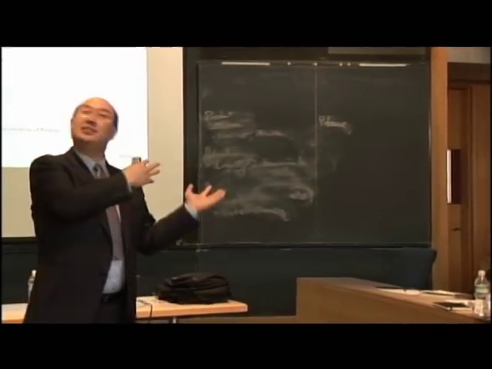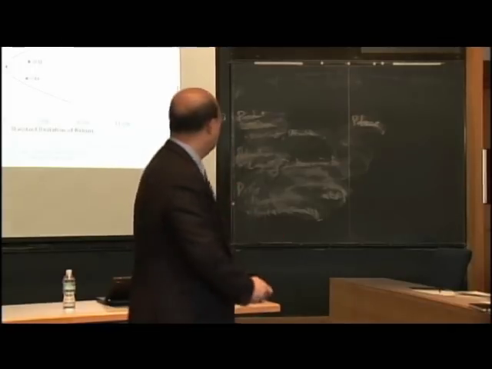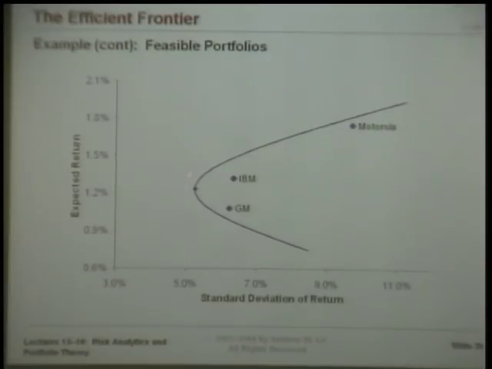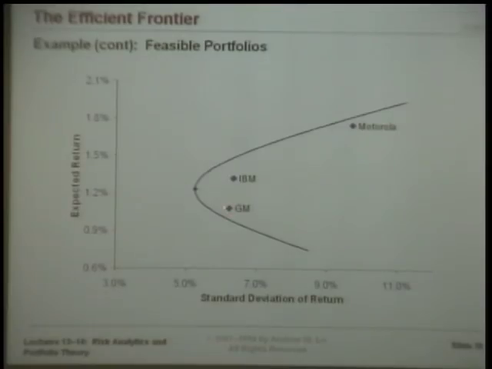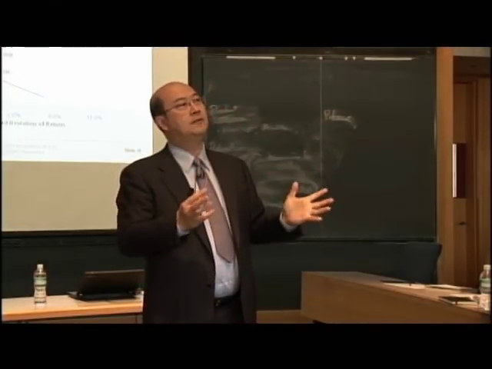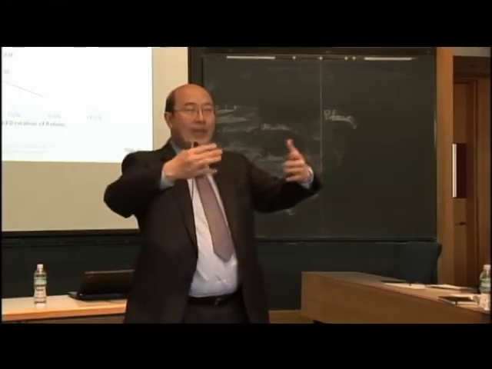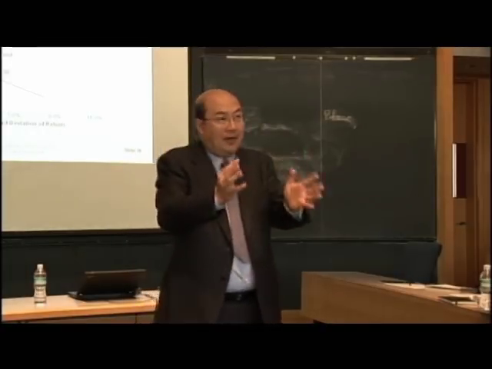You'd like to be northwest of that, but you can't. You'd never want to be below that branch or to the right of that branch, because you can do better by being on that branch. So what this suggests is that we never are going to want to hold 100% of IBM or 100% of General Motors or 100% of Motorola. If we did, we'd be on those dots, and those dots would lie on that efficient frontier. But in fact, they don't. So right away, we have now departed from Warren Buffett's world of, I want to pick a few stocks and watch them very, very carefully.